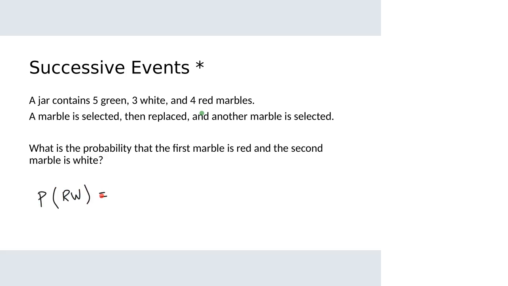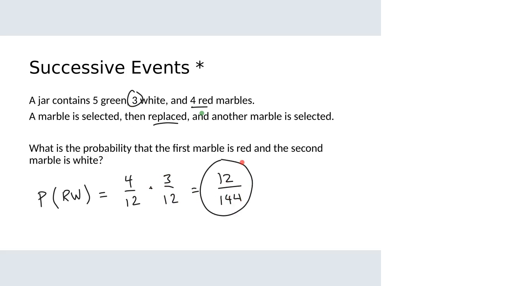So we want the probability of red on the first draw, and that's 4 out of 12. And then that marble is replaced. So we want the second marble to be white, and there's 3 successes, so that's going to be 3 out of 12. We can multiply those together and have 12 out of 144. We could reduce that actually to 1/12, but we can leave it as 12 out of 144. That's just fine. If you're asked for a decimal, this is where you'd go ahead and do that next step.